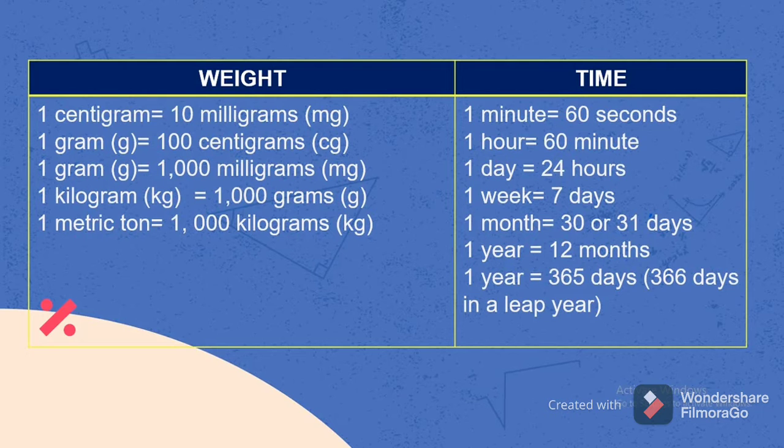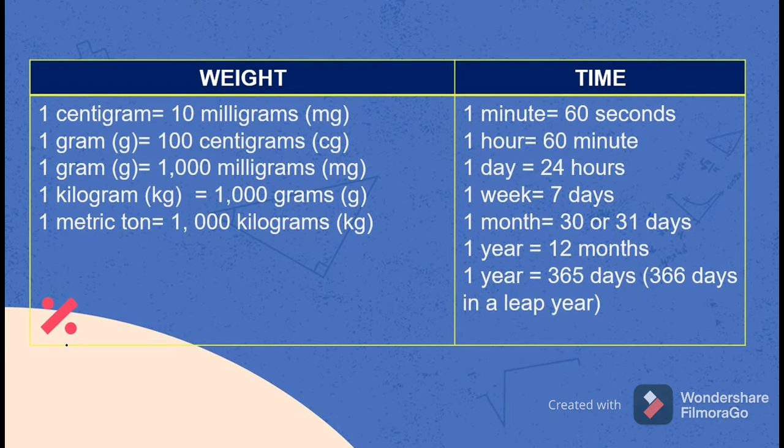For time, 1 minute is equal to 60 seconds, 1 hour is equal to 60 minutes, 1 day is equal to 24 hours, 1 week is equal to 7 days, 1 month is equivalent to 30 or 31 days, 1 year is equal to 12 months, 1 year is equivalent to 365 days or 366 days in a leap year.